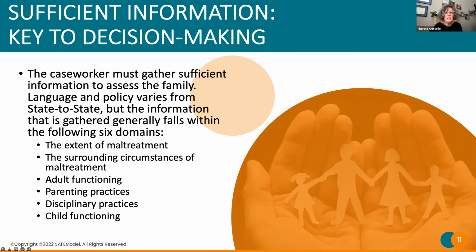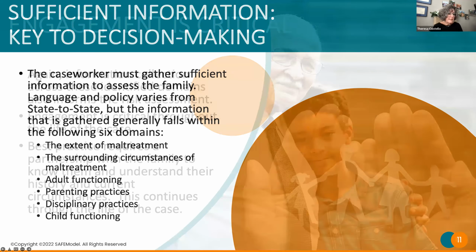So this information is what we would call sufficient information, and we believe that it's a foundation of quality decision-making, and therefore it's a best practice, regardless of what model you're using, whether you're making a decision about risk or safety, that you must have sufficient information about families. It's what they deserve. It's the right thing to do.